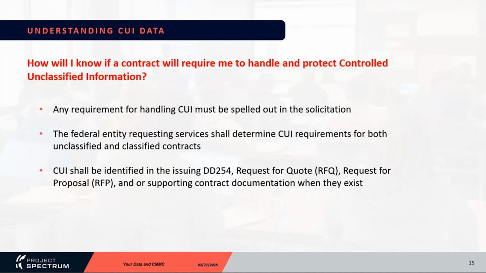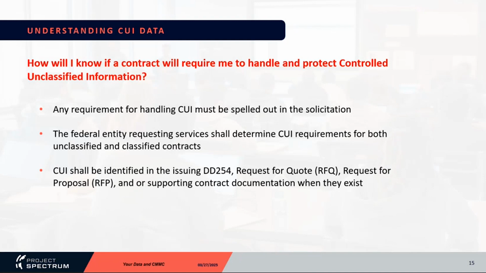So how do you know if a contract requires you to handle and protect controlled unclassified information? All of that needs to be spelled out specifically in the solicitation. It will let you know what level of CMMC you need to have in order to bid on that contract. The federal entity that is requesting services is the one that determines CUI requirements for both unclassified and classified contracts.